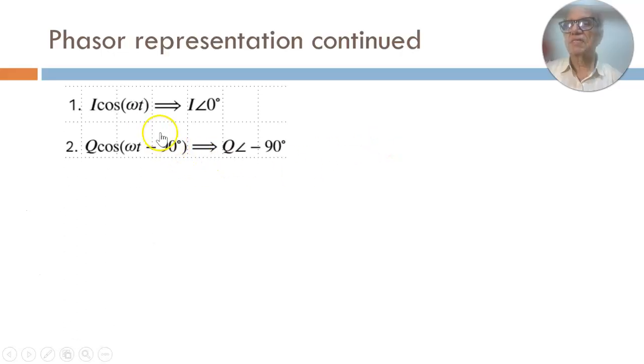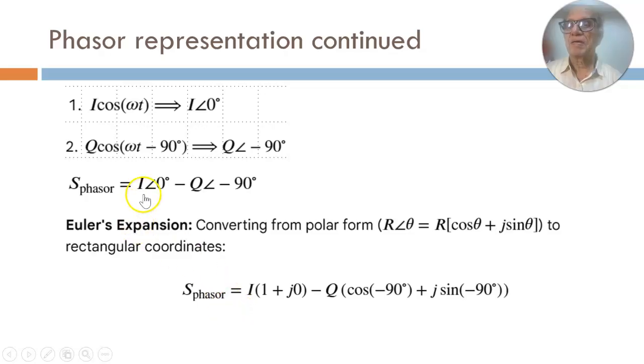So let us do this. I have again repeated this for convenience. I cos omega t is written in the phasor form as I with an angle 0, and Q cos of omega t minus 90 is Q with angle minus 90. In that case, the phasor form for the signal, S phasor, is I with an angle 0 minus Q with an angle minus 90 degrees. And now we can convert this into rectangular form. So I cos of 0 is 1, sin of 0 is 0. So this is I into 1 plus j0, minus Q times cos of minus 90 plus j sin of minus 90.